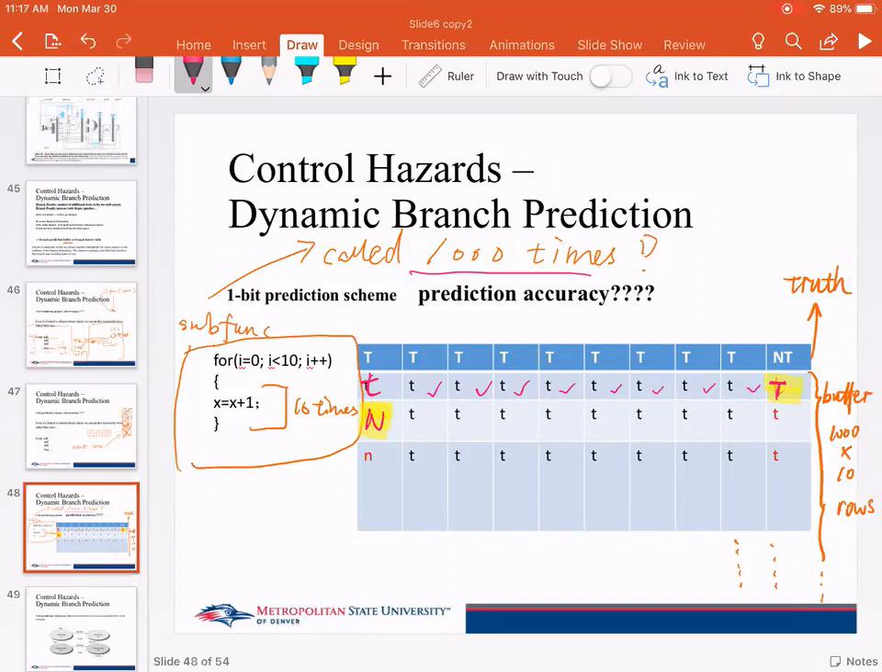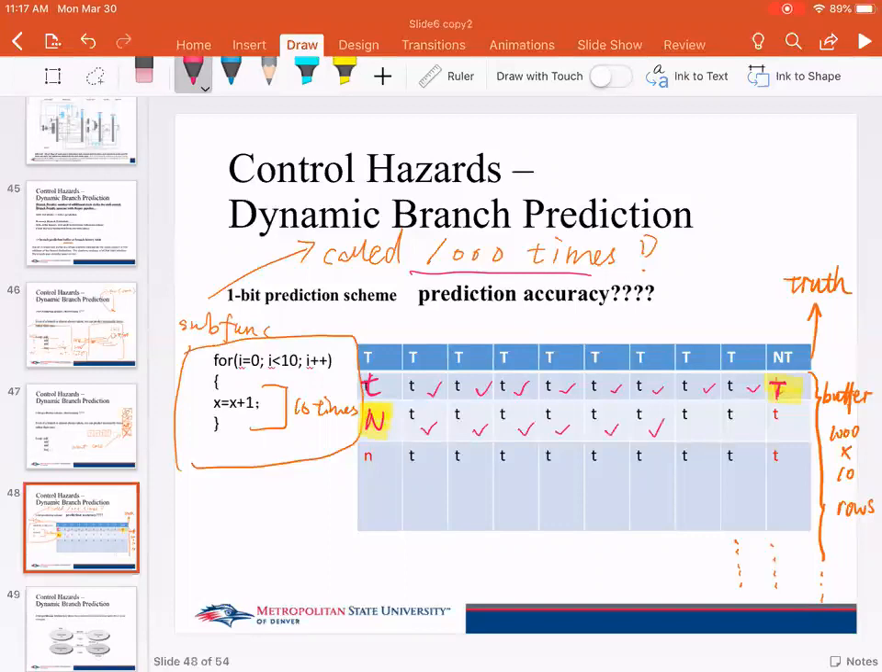Because the first time inside of your for loop is actually T, but this is the second time you run this piece of program, remember. So you did an N prediction, and that is a wrong prediction. So you have to pay a certain penalty. And then you update your buffer to be T again.